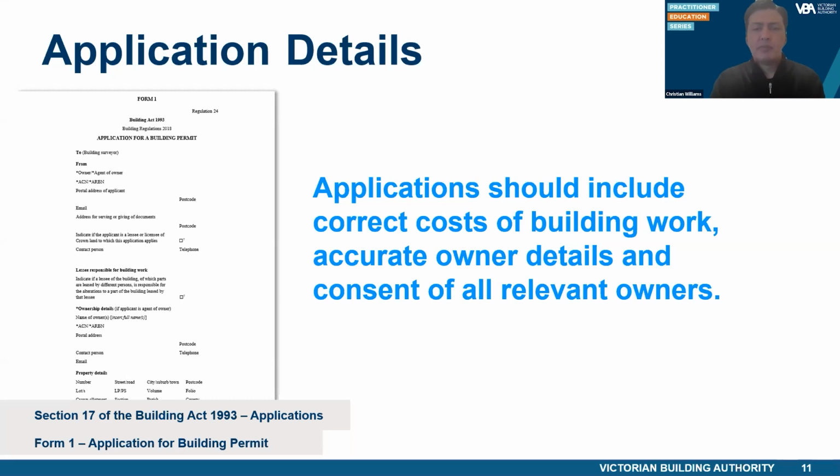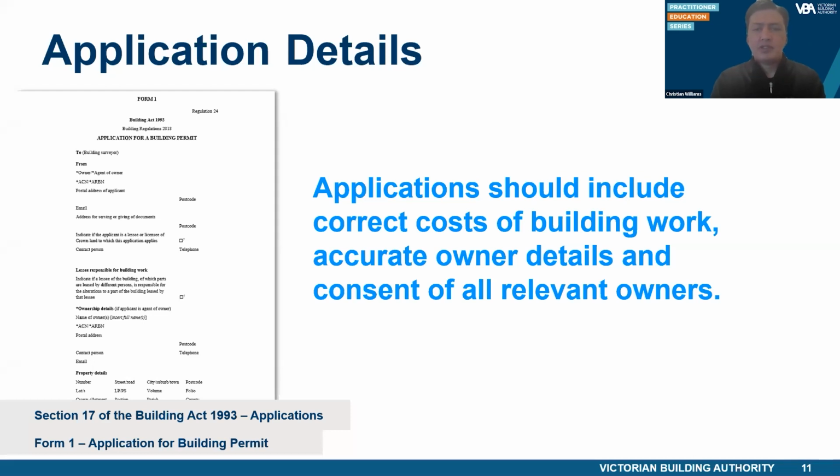An application for a building permit can be made by the owner or their agent. However, where the application is being made by the owner's agent, the agent must be authorised in writing to act on behalf of the owner. Evidence of authorisation should be provided to the relevant building surveyor along with the application documents.